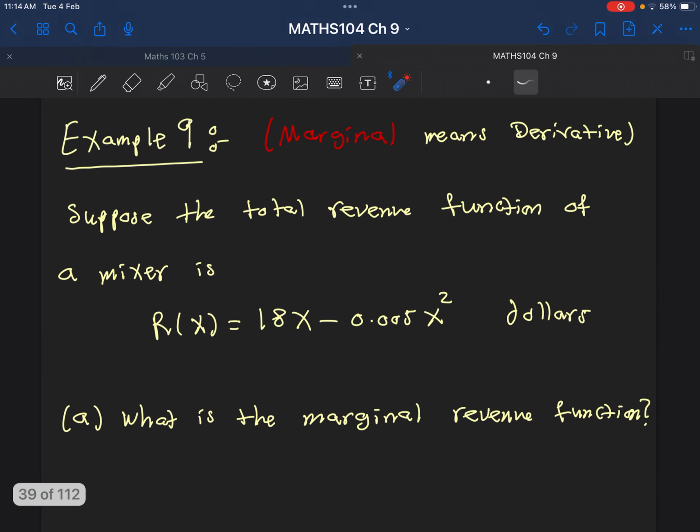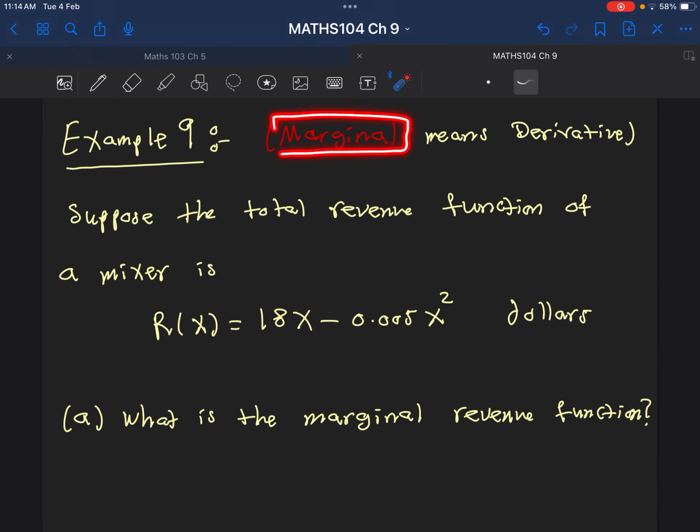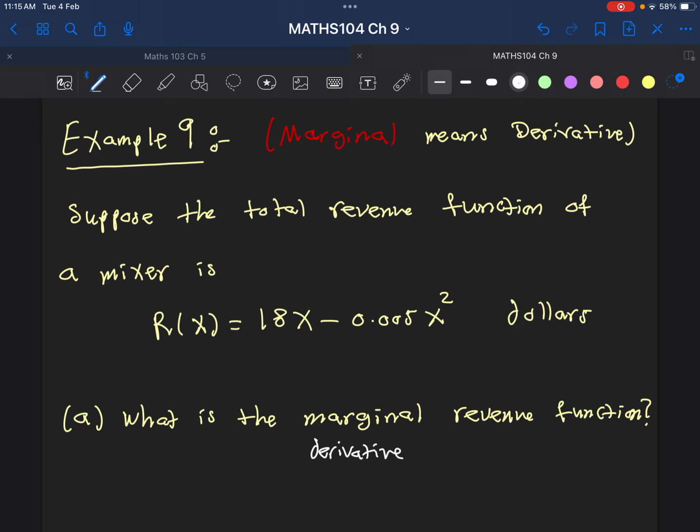Next, we go to example number 9, and this is something very important. Whenever we see marginal revenue, marginal profit, or marginal cost, this means we need to find what? We need to find the derivative. So in this example, we'll start finding the derivative. If you read the question, we have a total revenue function of a mixer in dollars. So I have the formula for the revenue, and x is the quantity sold. The first question is, what is the marginal revenue function? Remember, whenever I see the marginal revenue function, it's like I see the derivative directly. It's like, boom, this is the same as this.